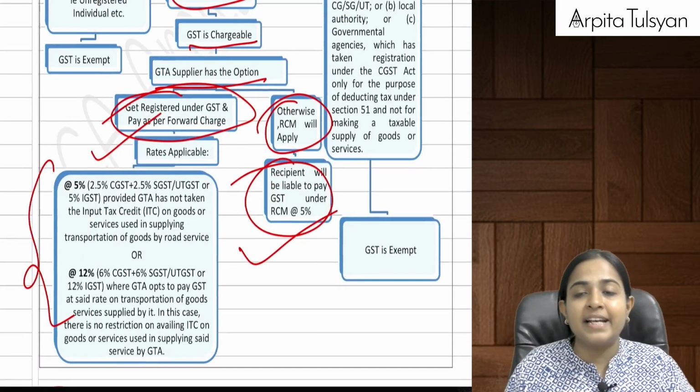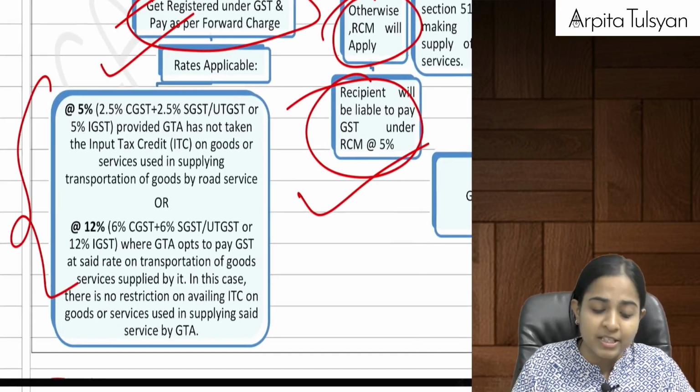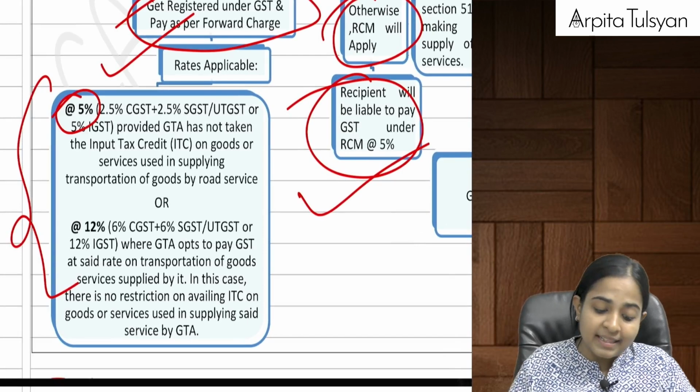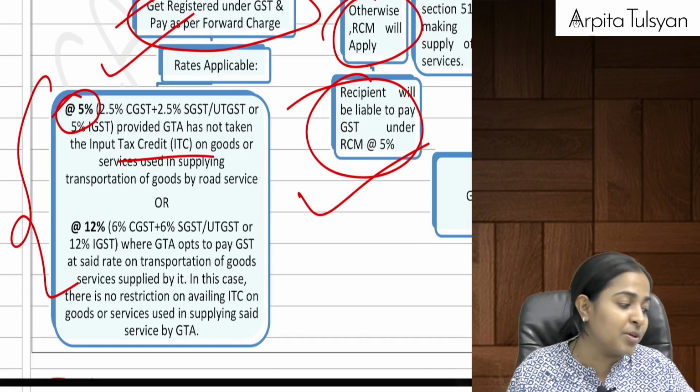If GTA himself says that I will get myself registered, then in that case he has two options. Either you collect 5% and pay it to the government, but there the GTA cannot take ITC. He will not be eligible for ITC.